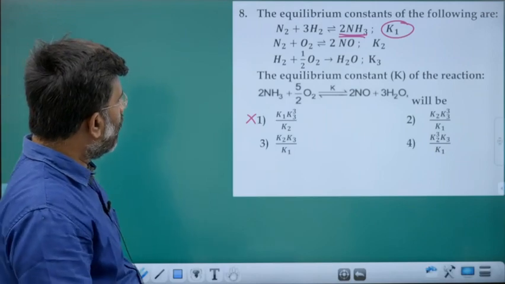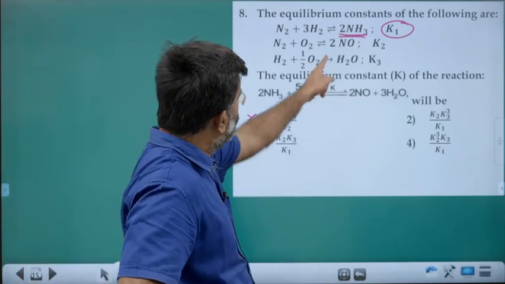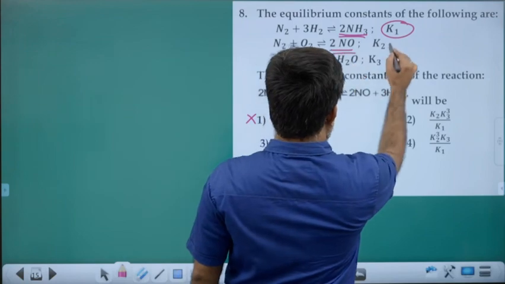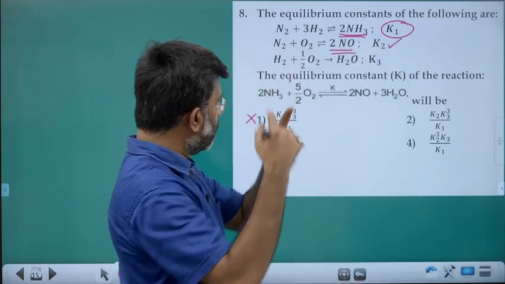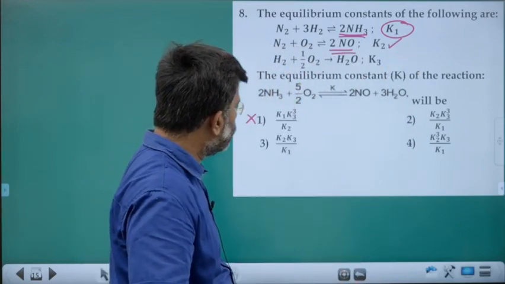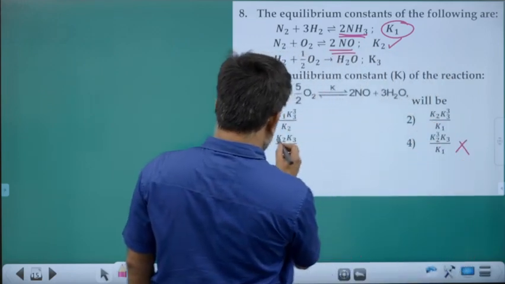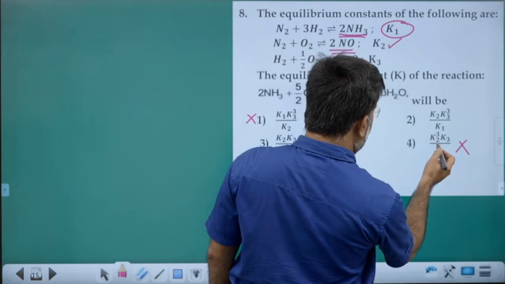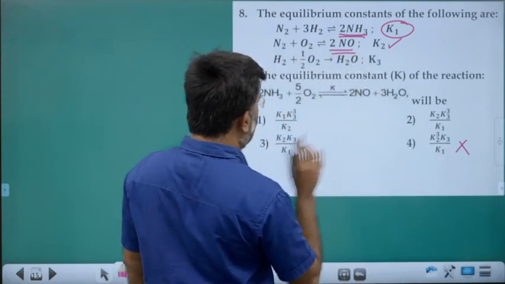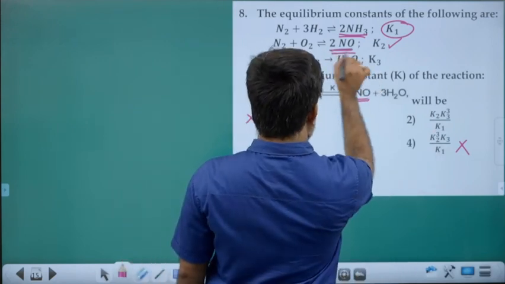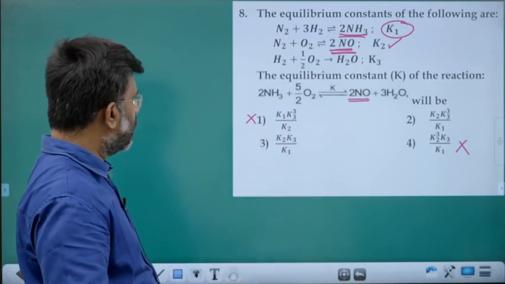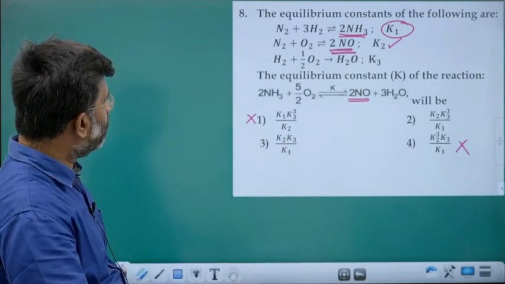Now, I want 2NO on the right hand side. 2NO is on right hand side. So I want K2 on top. So, this value is out. Here K2 is there, but taken raised to 3. Not required. 2NO, so K2 remains as such. Now, left with the 2 and 3.